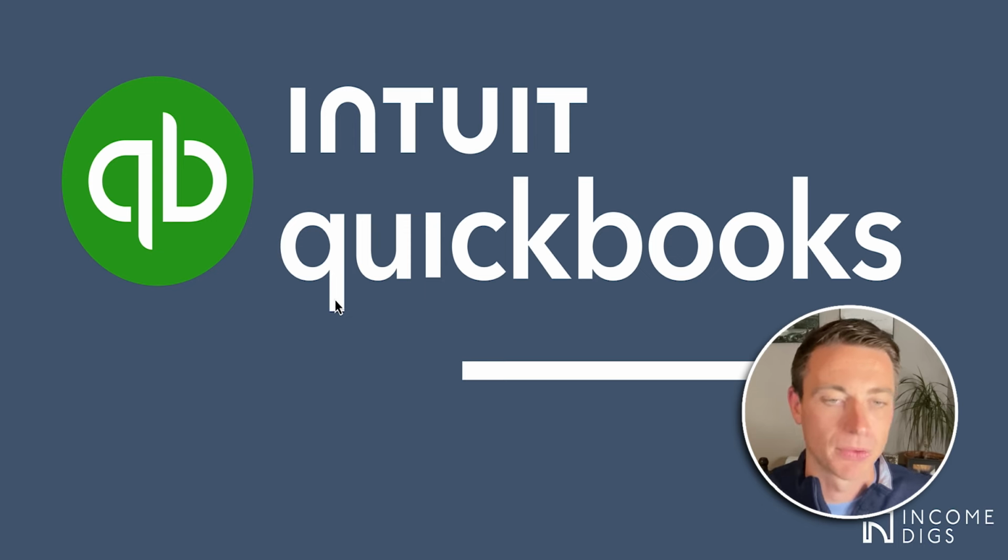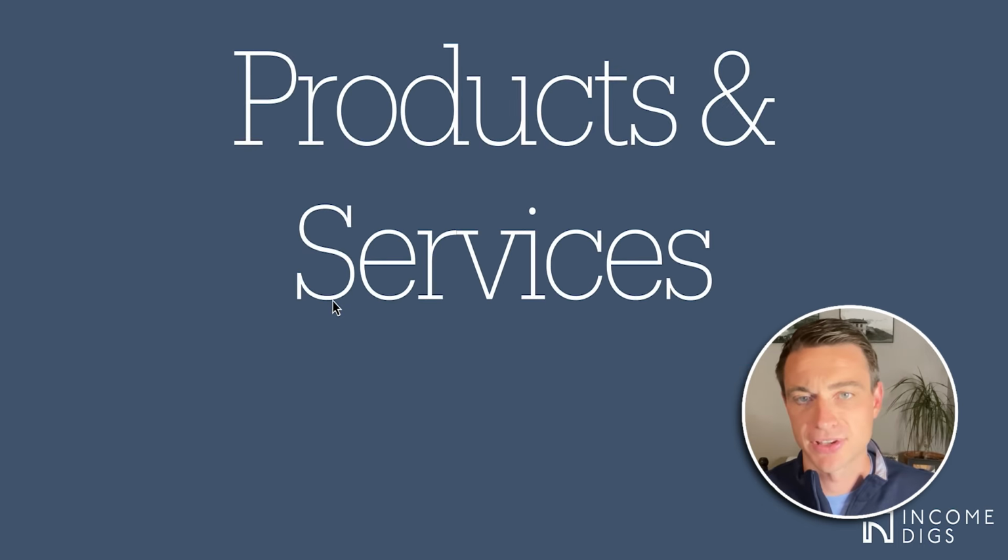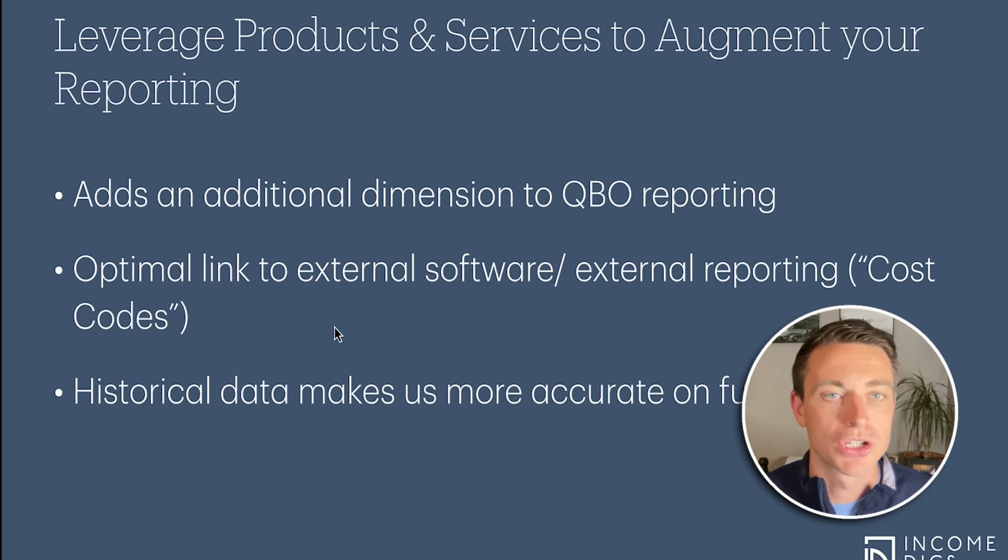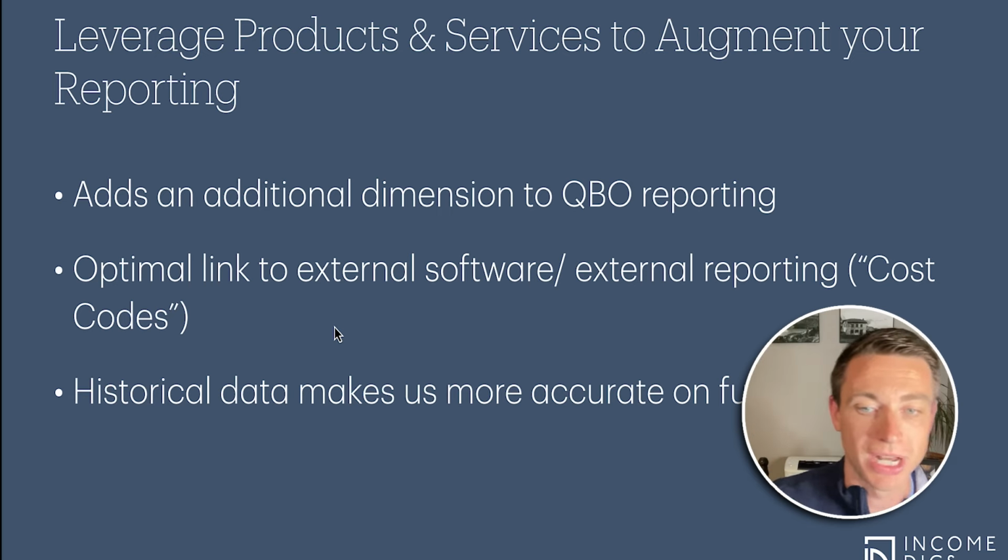Now, the second thing we're going to talk about is products and services. And as I mentioned, this is a very underutilized feature within QuickBooks Online. So what is products and services and how can it augment our reporting? It adds an additional dimension to our QuickBooks reporting. I'm all about dimensions here. I want you to be able to get the best of both worlds in that we have a really concise, really useful profit and loss and balance sheet, but we can then drill down into it to get some really insightful details. It's also the optimal link, as I'm going to demonstrate, between external software.